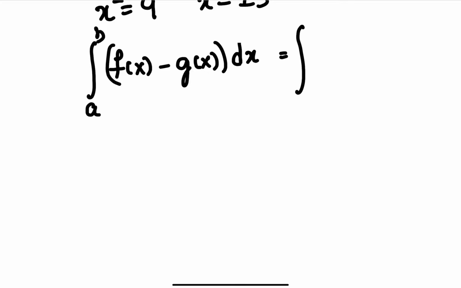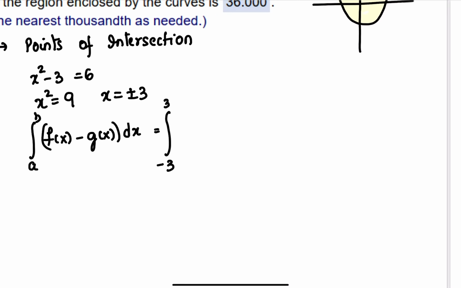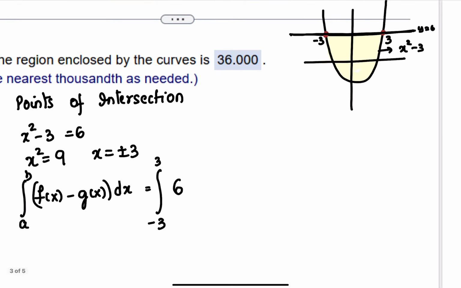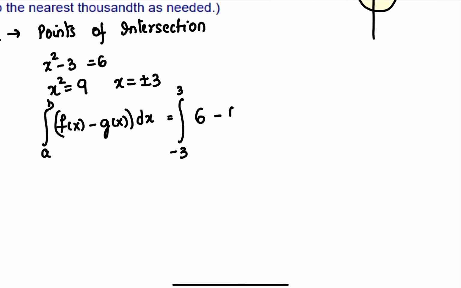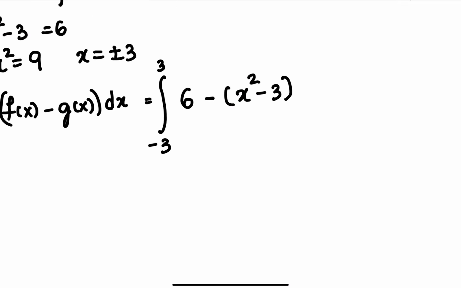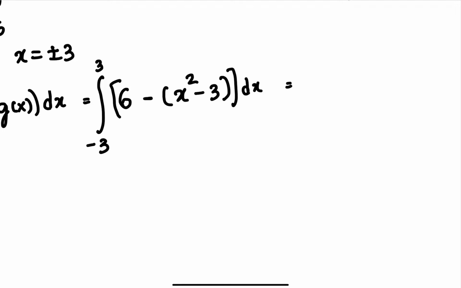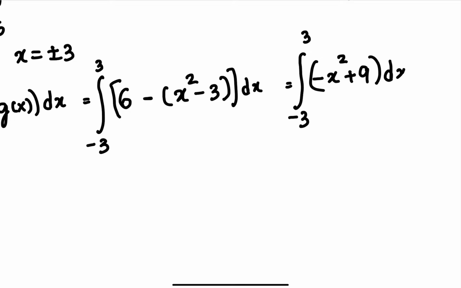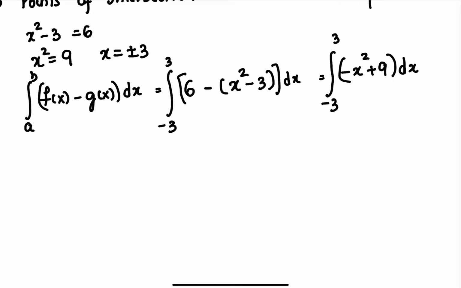I know my a to b is -3 to +3. The curve on the top is y is equal to 6, and the curve in the bottom is x squared minus 3. When I simplify this, don't forget your dx. When you simplify this further, you will have the integral from -3 to +3 of negative x squared plus 9 dx. So you got to be very careful when you're doing your integrals. And once this is done, I'm going to go ahead and find my integrals.